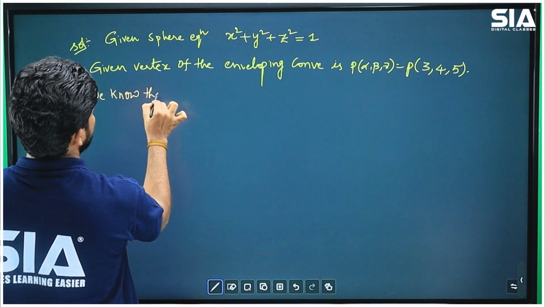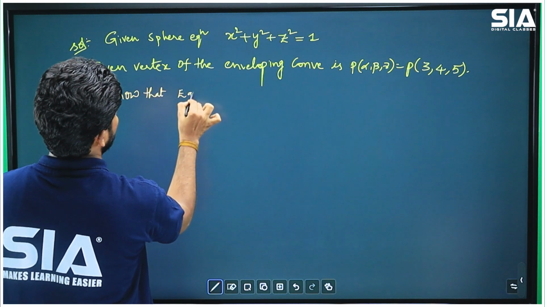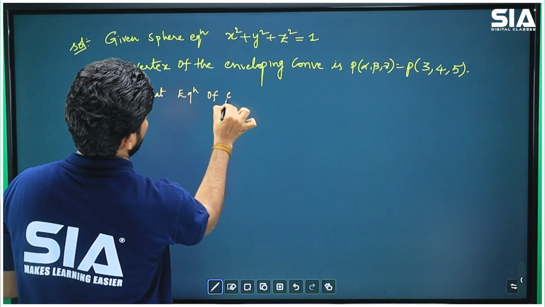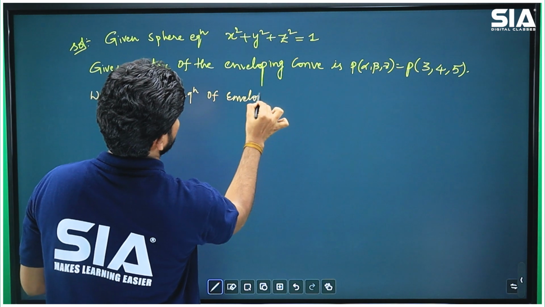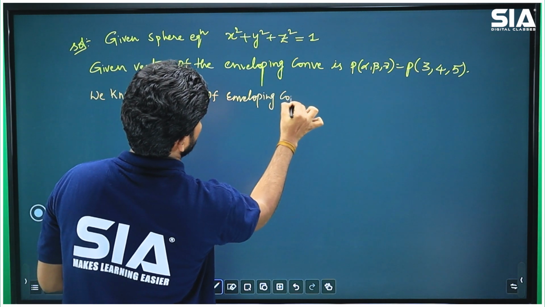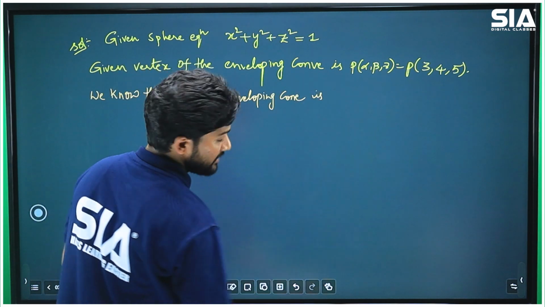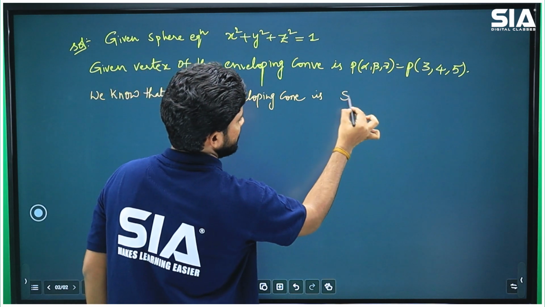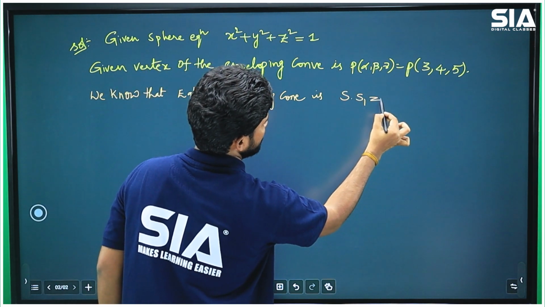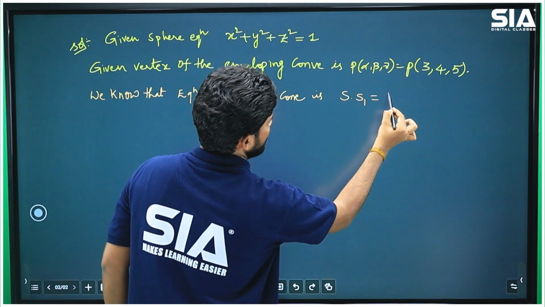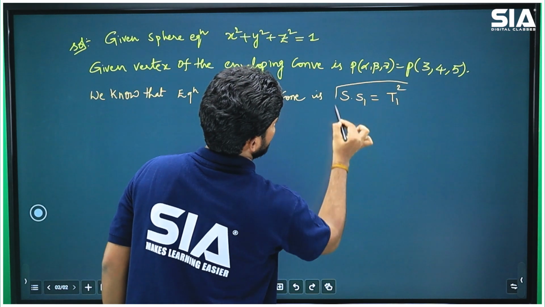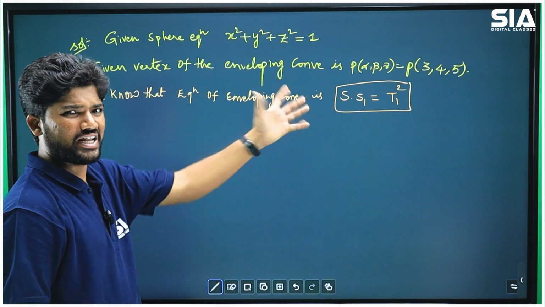The equation of the enveloping cone is, tell me the equation. S into S suffix 1 is equal to T suffix 1 whole square. This is the equation. Directly you can take that equation.